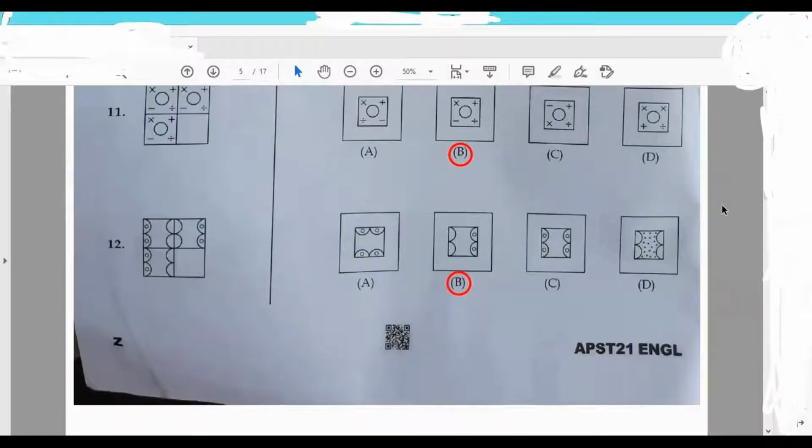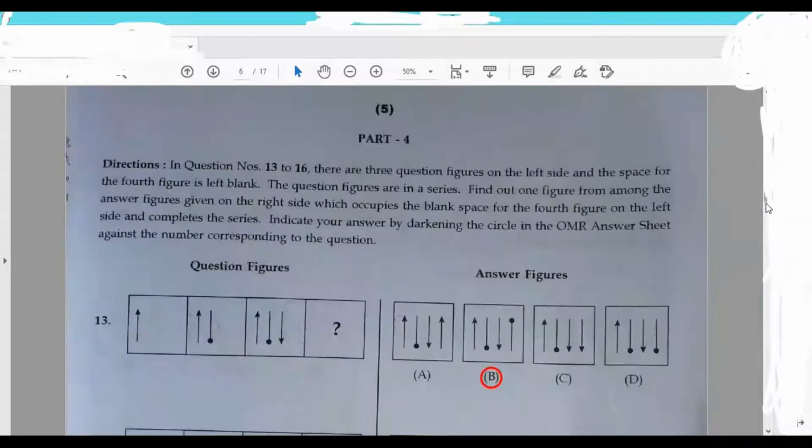Now let's discuss the next part, which is part 4. In this, you have to find the answer figure for the fourth figure on the left side and complete the series. For the first one, see the arrow is upward, upward, upward, so it will be upward again. The second is down, down, so down again. Third will be down, and the fourth will be upward for this circle one. So we have answer figure B in this question.